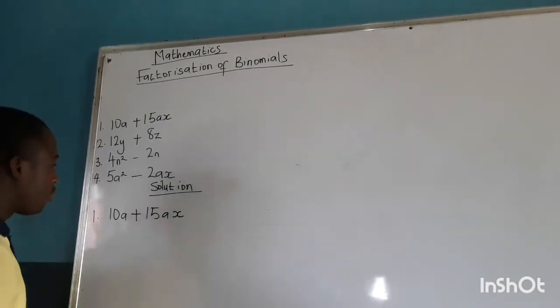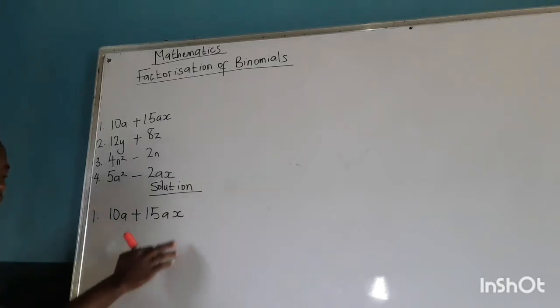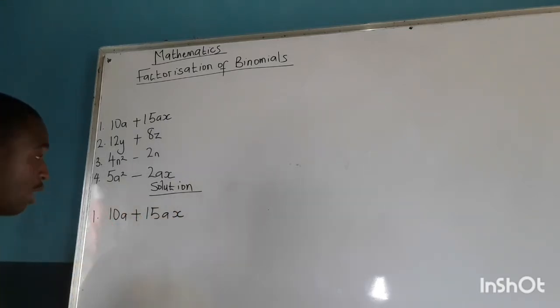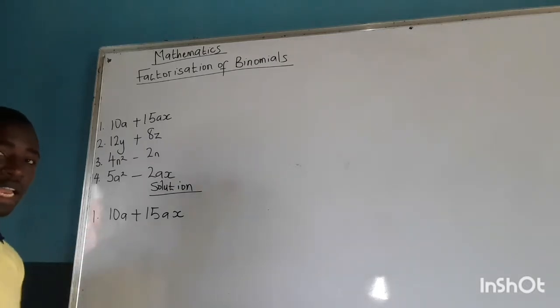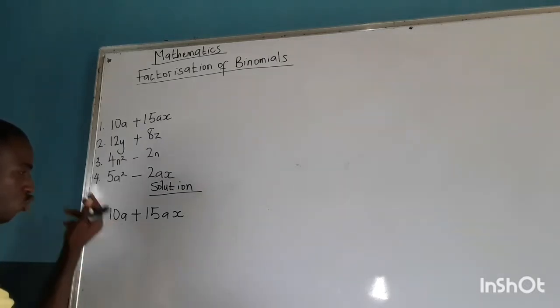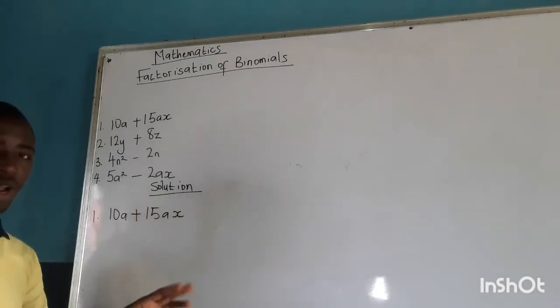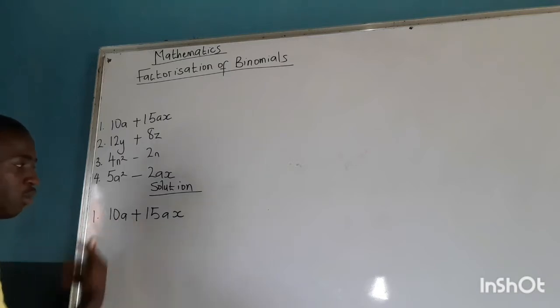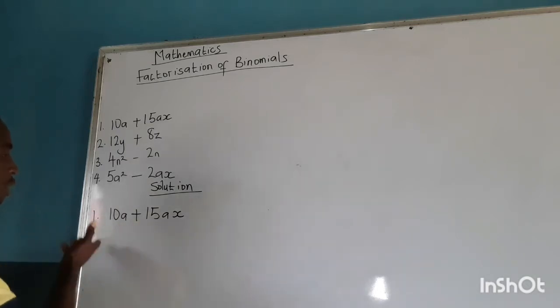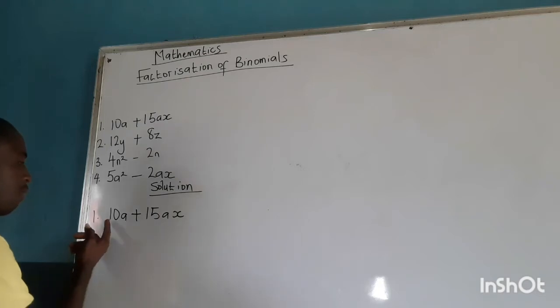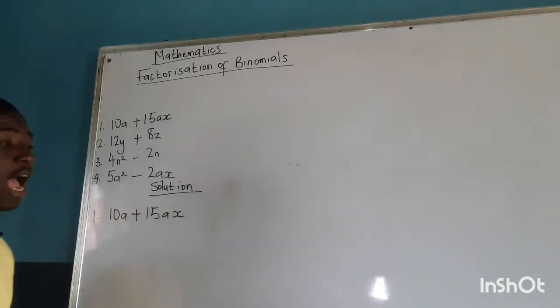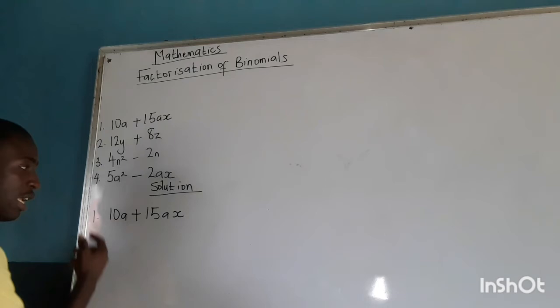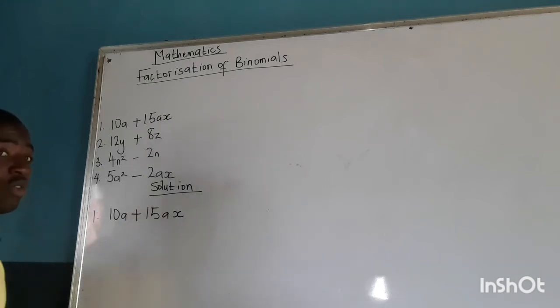So for your number 1, you have 10a, 15ax. You start with the numbers. What is common between these two? 10 and 15, what is common? What can divide 10? What can divide 15? Where no remainder will be there. The same number that is the highest. If you look at 2, it can divide 10, but you cannot divide 15. 3 can divide 15, you cannot divide 10. 4 cannot divide any one of them. 5 can divide 10, you can also divide 15. And no other number before 10 can divide these ones again. So the answer will be 5.